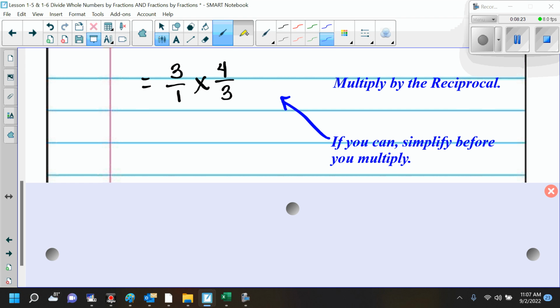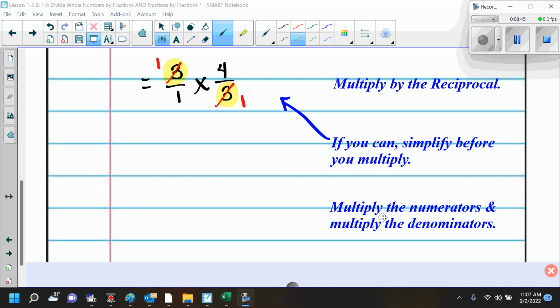Can I simplify before I multiply? Yes, what can I divide? The 3 and the 3. Remember, it has to be 1 in the numerator and 1 in the denominator. So here, 3 divided by 3 is 1. And here, 3 divided by 3 is 1. Is everybody with me? And now, we multiply the numerators and multiply the denominators straight across. So 1 times 4 is 4, and 1 times 1 is 1, so that gives me 4 wholes.